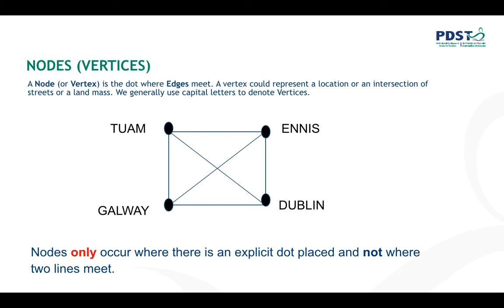Okay, we generally use capital letters to denote nodes or vertices. So Tuam might be represented as capital T, Galway is capital G, Dublin is capital D, and Ennis obviously is capital E.